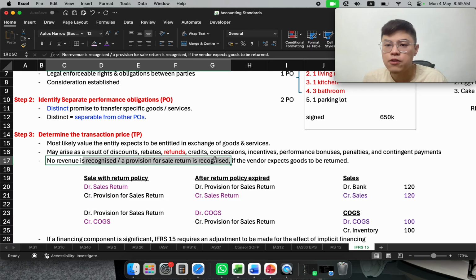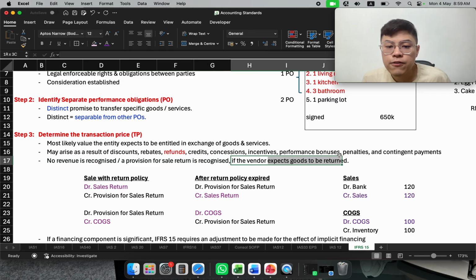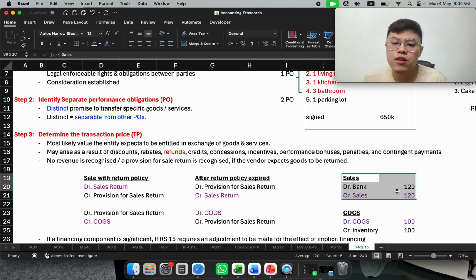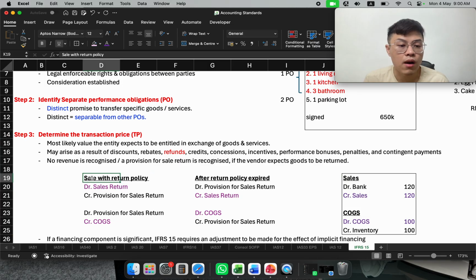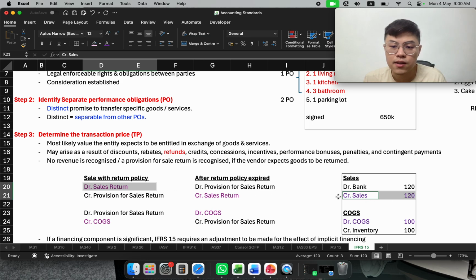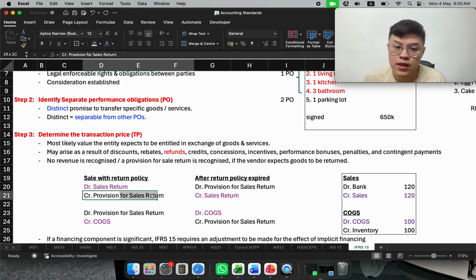Either one will give you the same result. If the vendor expects goods to be returned, meaning immediately after you record the sales, debit bank, credit sales, debit cost of goods sold, credit inventory, you know that this sale is actually attached with return rights. You will immediately need to record the sales provision by debiting sales return to reduce your sales, can you see, and credit your provision as a liability.